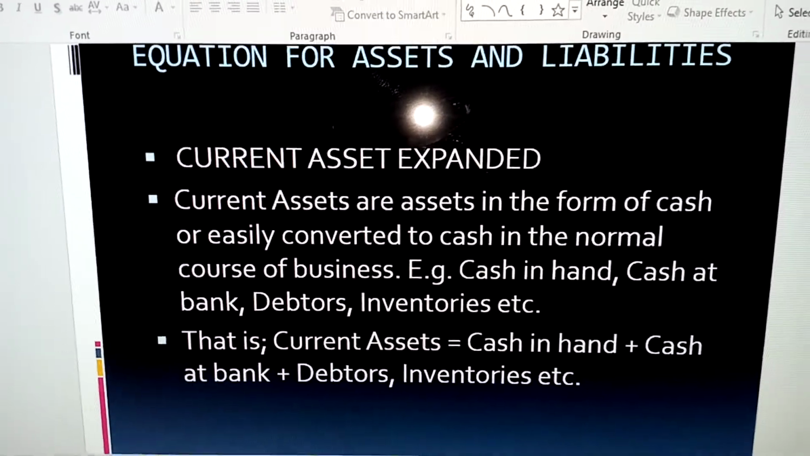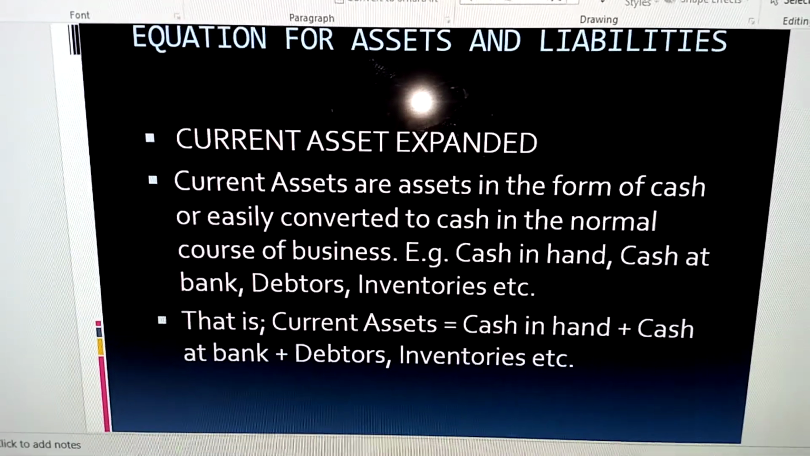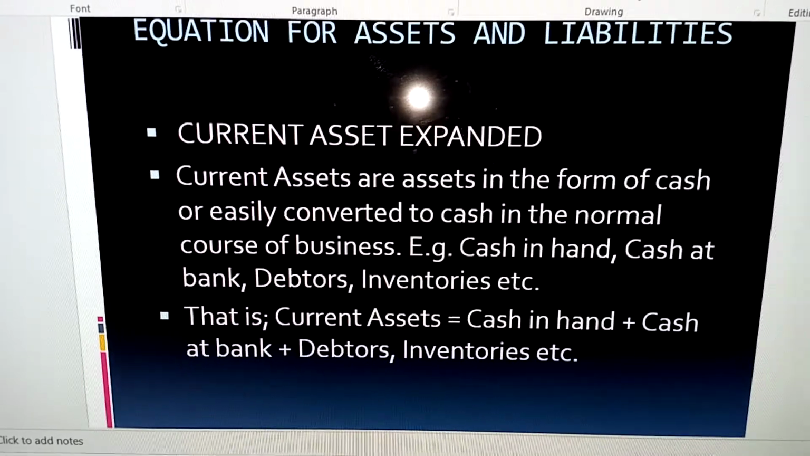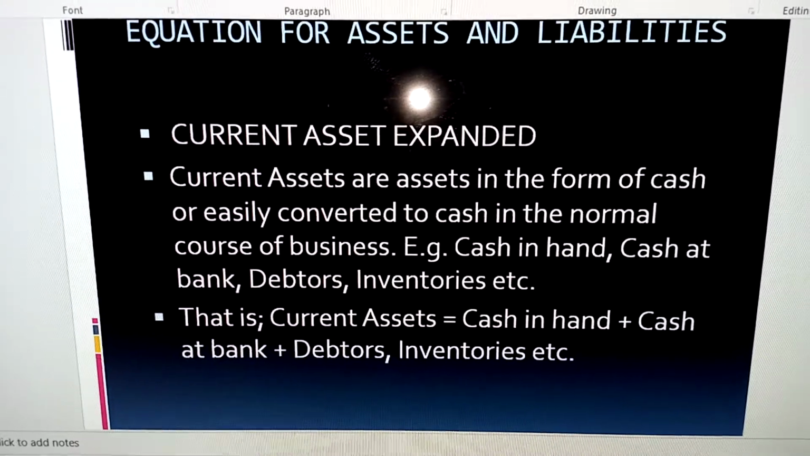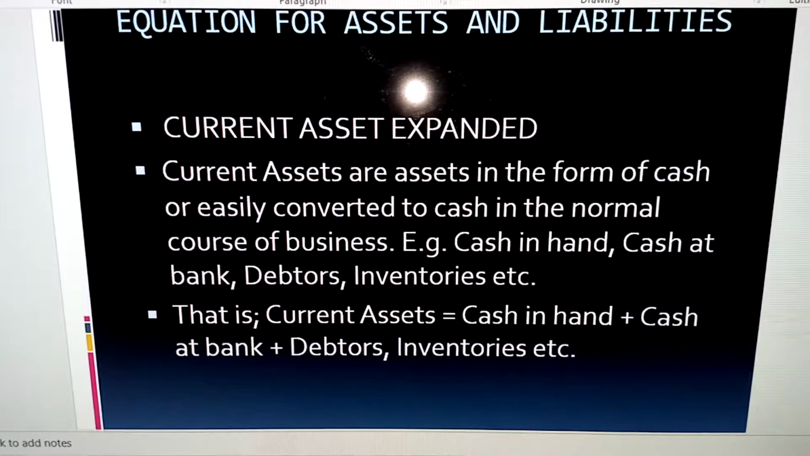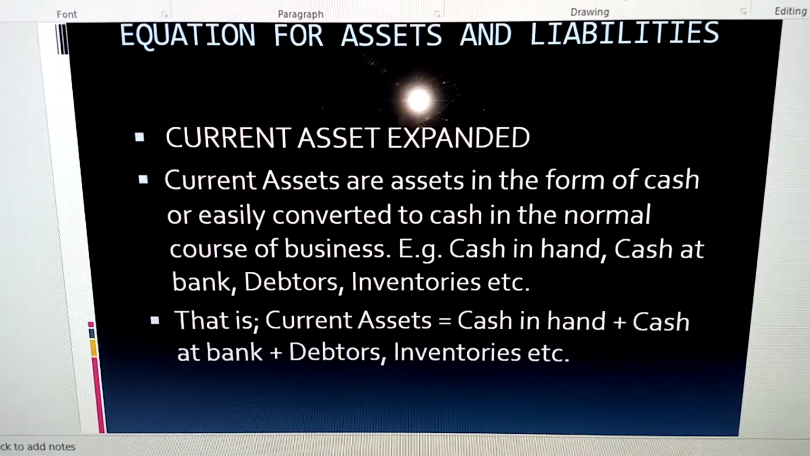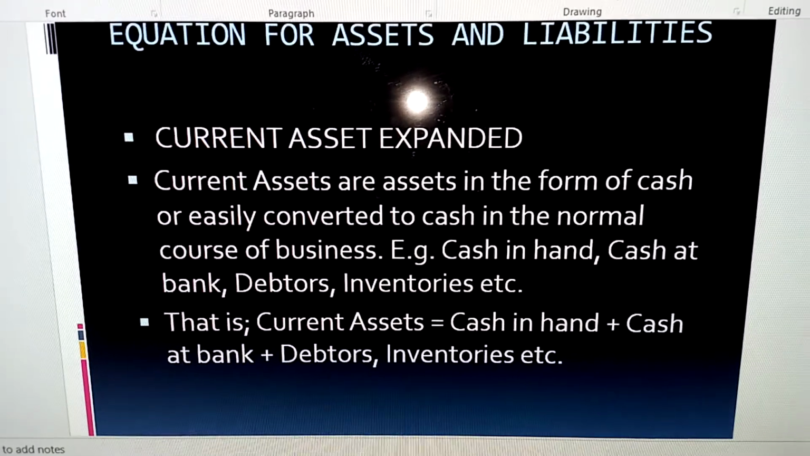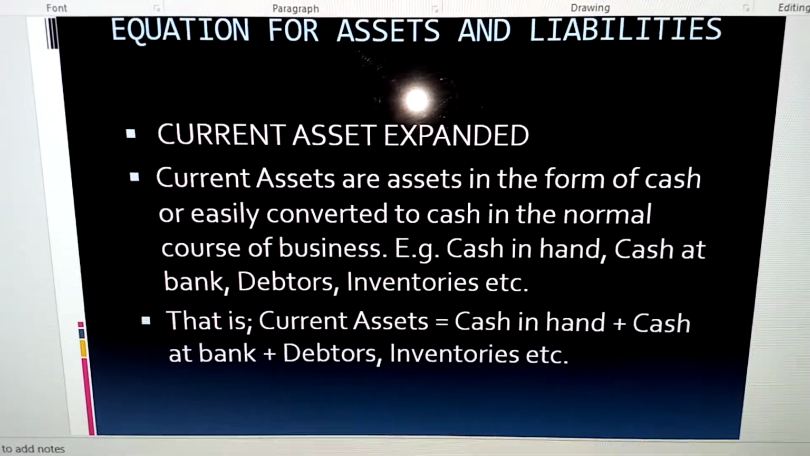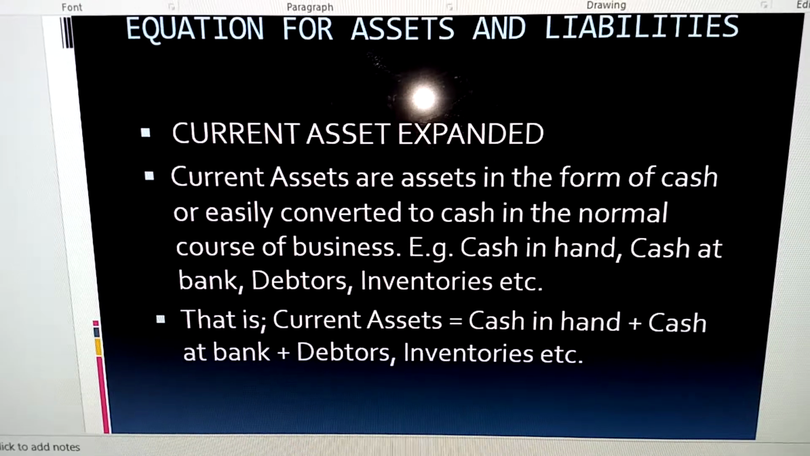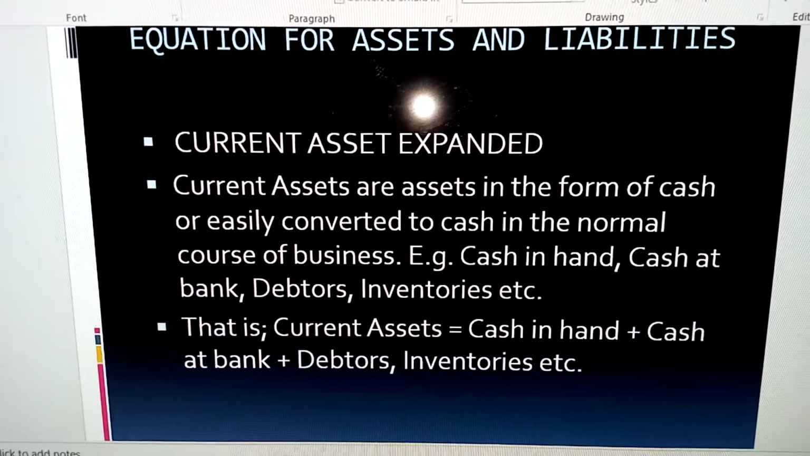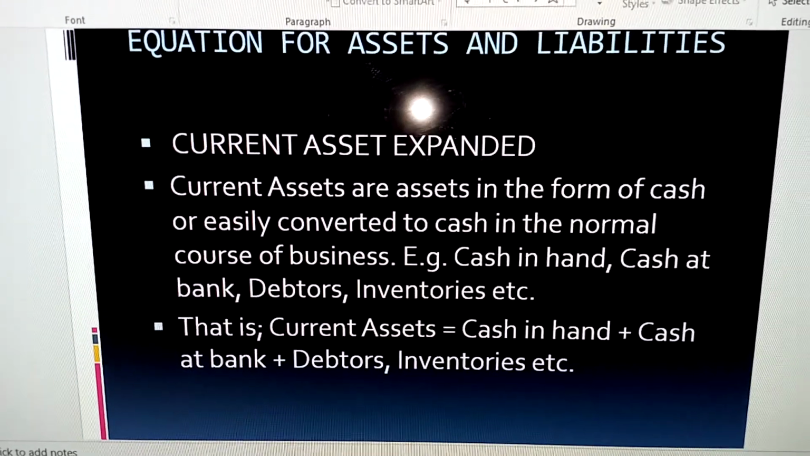Having established an expansion of the non-current assets, let's look at the current assets. Current assets are items in the form of cash or that are easily converted into cash in the normal course of business. We already have a class on that. But in formulating the accounting equation, there are variables that determine the current assets. For instance, we have cash in hand, cash at bank, debtors, inventories. So we have all these items.